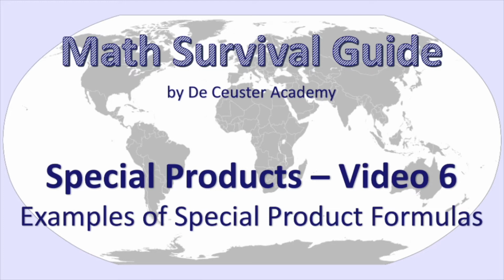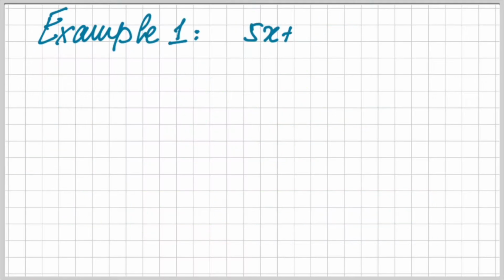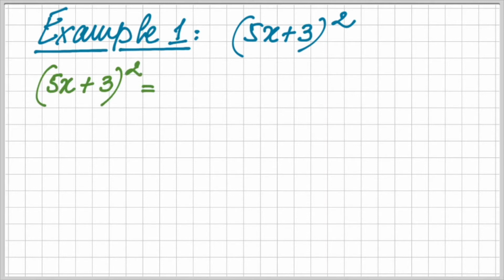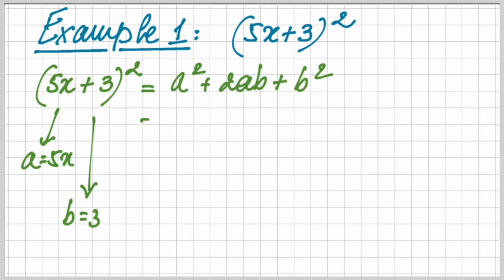Let's have a look at the first example. The first example is (5x+3)². When we look at (5x+3)², we can say that 5x is a in the previous formulas and 3 is equal to b. So when we apply that formula, a² + 2ab + b², we now replace a and b in this expression. So first, a² is (5x)².